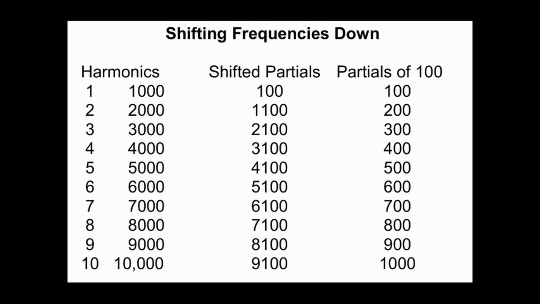Shifting partials down causes the partials originally spanning a wider range to start from a lower level. For example, shifting the first 10 partials of 1,000 hertz, which would go up to 10,000 hertz, down to 100 hertz, subtracting 900 from each of the partials, would produce 100, 1100, 2100, 3100, etc., up to 9100. Whereas the harmonics of 100 hertz would only go as high as 1000, as shown in the table on the screen.